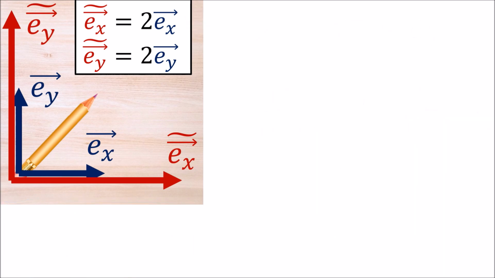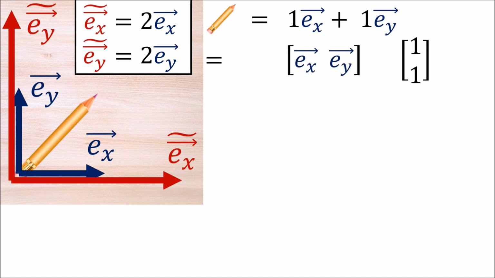Let's go through this one last time, but using array notation. We can write the pencil vector expression 1 EX plus 1 EY as an array multiplication, where the row of basis vectors is multiplied by the column of vector components. We can get back the original expression using the multiplication rule I talked about earlier. First entry times first entry plus second entry times second entry.